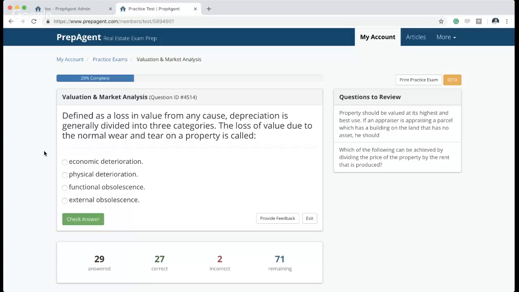Talia says, can you make a video about physical, effective age, and actual age? Yes, I can, Talia. I'll make a note on that. I could do that for sure. It's a great suggestion.